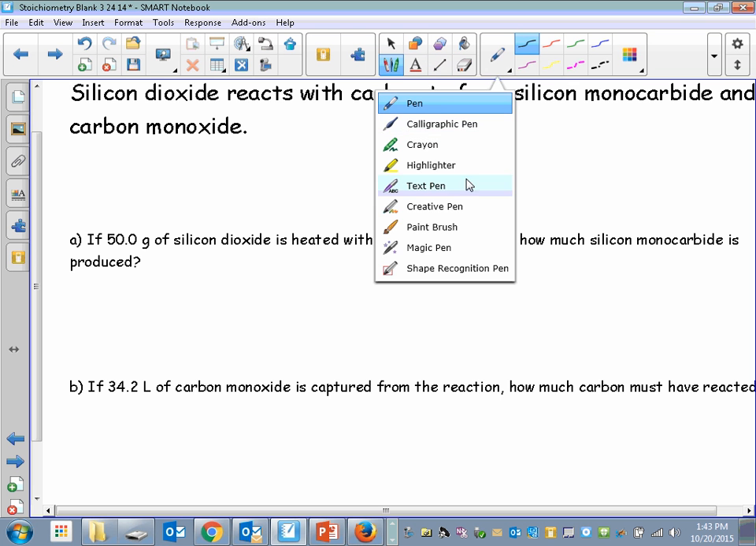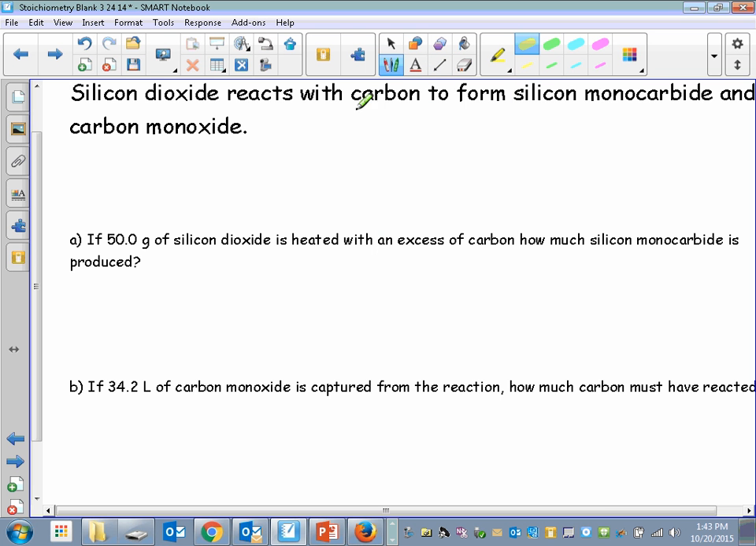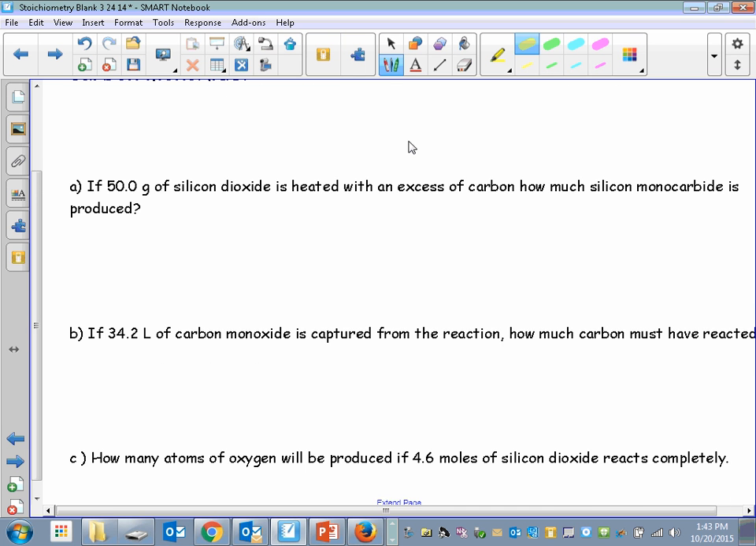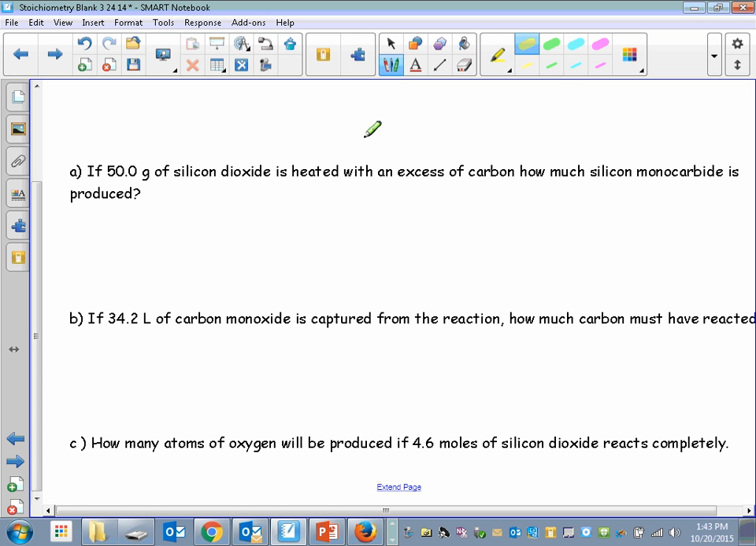Hey. So I thought I understood this, but when I looked at the first one, for A, when it says it's heated with an S. Let me talk about that real fast. I'm going to talk about this.